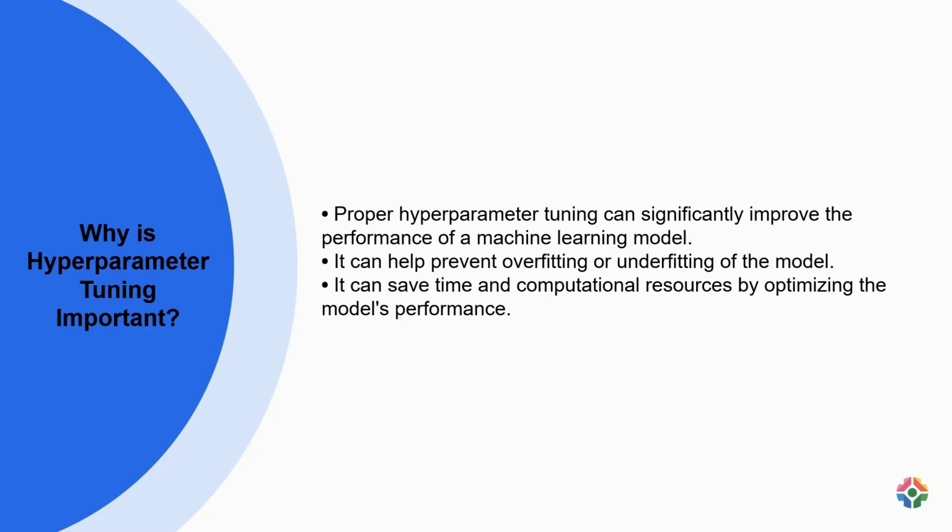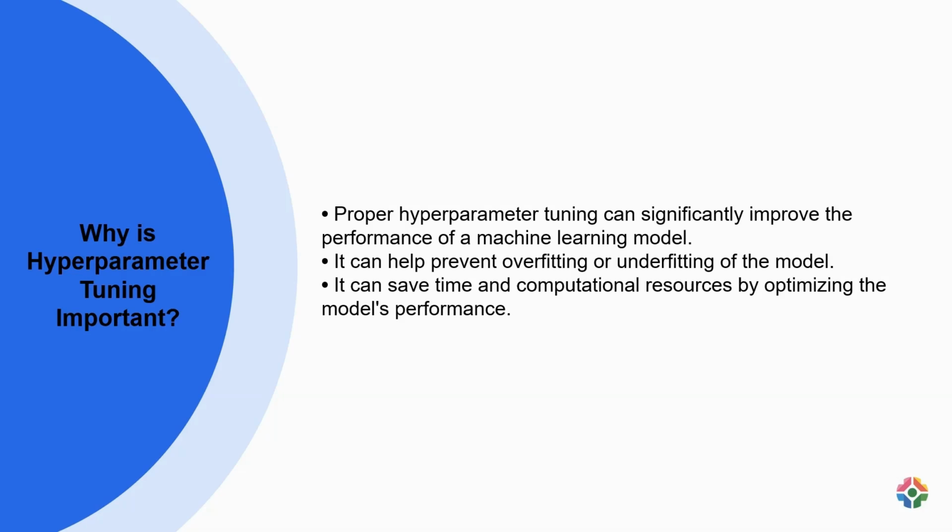Hyperparameter tuning is a crucial process in machine learning, as it can greatly enhance a model's performance. By finding the optimal values for hyperparameters, such as learning rate, batch size, or regularization strength, the risk of overfitting or underfitting the model can be mitigated. This optimization not only enhances the accuracy and robustness of the model, but also saves time and computational resources by reducing the need for manual trial and error.